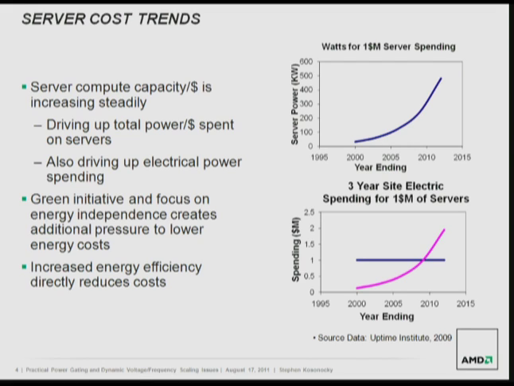If you look at some of this data on the bottom, the total cost to power $1 million worth of servers is actually more than the cost of the servers themselves, and that broke the $1 million mark somewhere around 2010, roughly. So we see this as a big motivation to do more in terms of lowering the power.